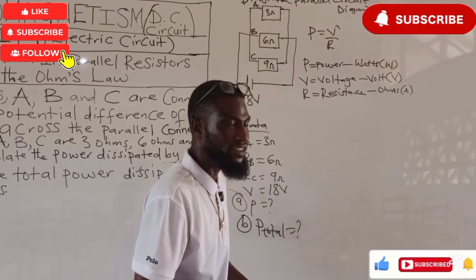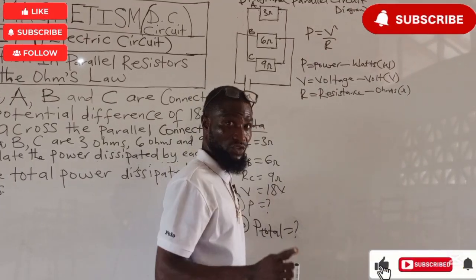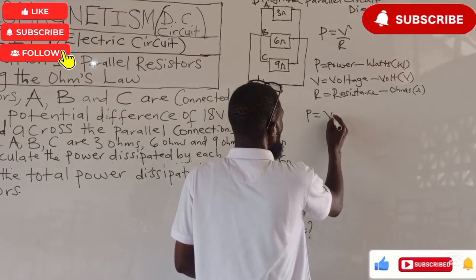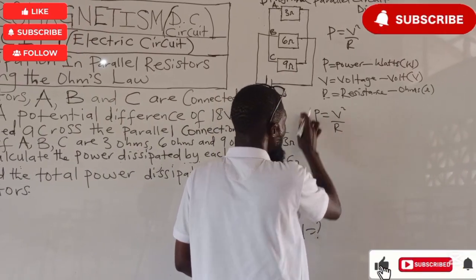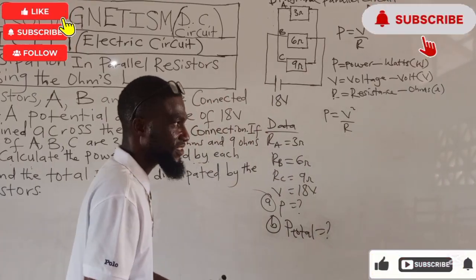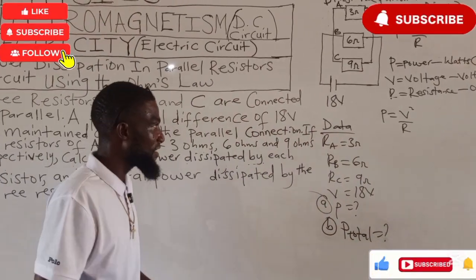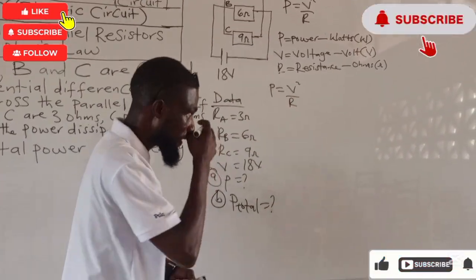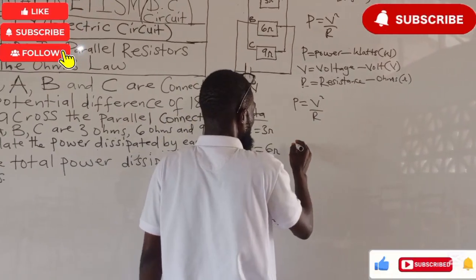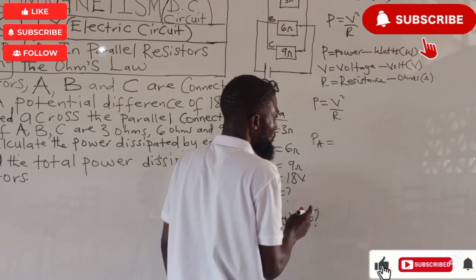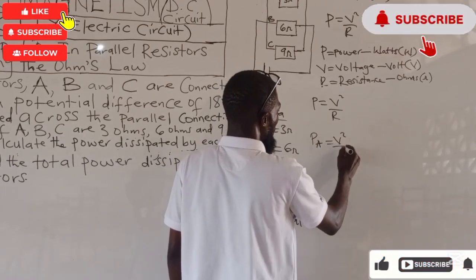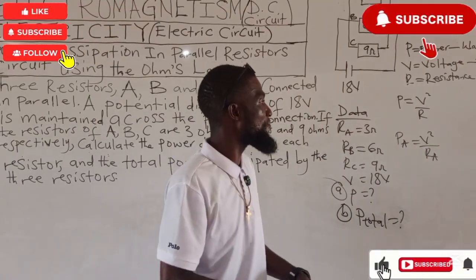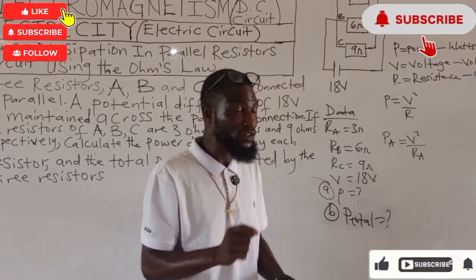On this note, ladies and gentlemen, we take our formula to solve our problem. Now, the formula says P is equal to V squared over R. Remember, since there are three resistors, A, B, and C, there will also be three powers: power A, power B, and power C. So in expressing this, we say power A will be equal to V squared over resistor A. Remember, this is called the electric power formula, derived from Ohm's law.